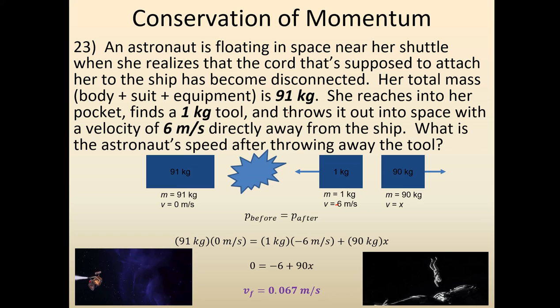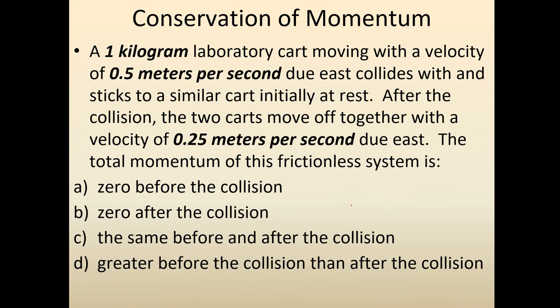The person is significantly heavier compared to the tool, so their speed should be significantly slower. It's one of the reasons why when you shoot a gun, the bullet comes out at an extremely fast speed, but the recoil speed of that gun is typically not that bad compared to the bullet, at least.